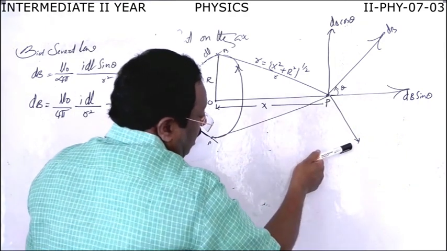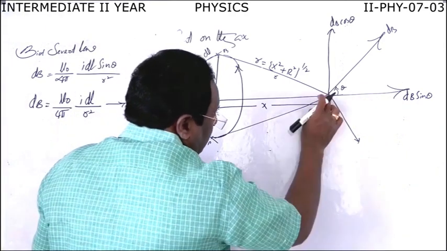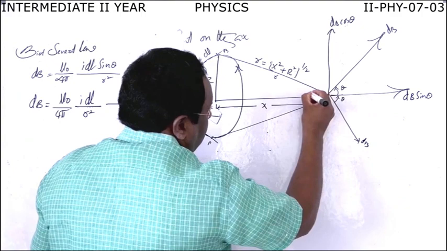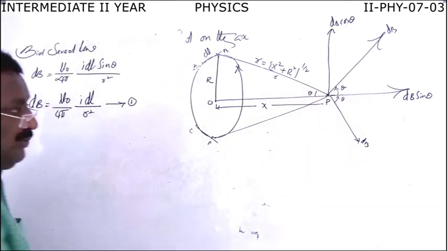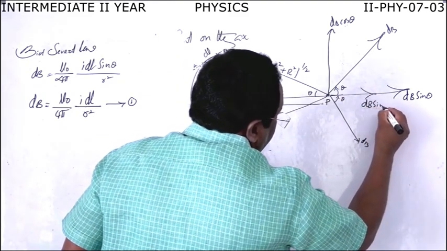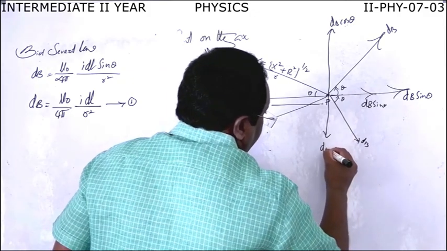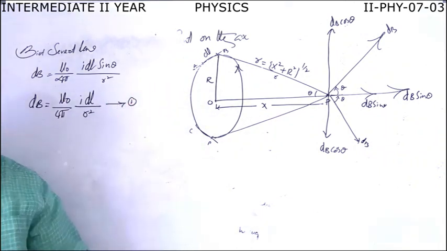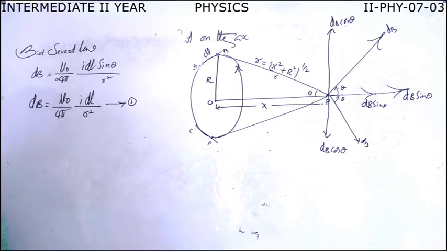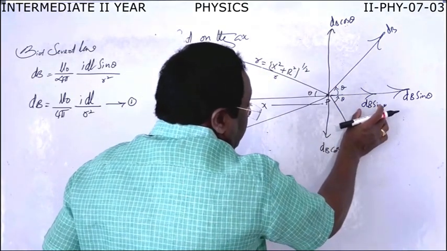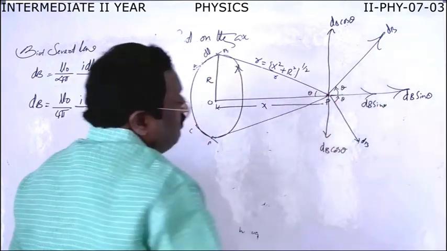But here the direction of the magnetic field is exactly perpendicular to this position vector. But it is also making some angle with the horizontal. Now it is also resolved into two components. Horizontal component dB sin theta, vertical component dB cos theta. Now what will happen? Those two vertical components are equal in magnitude and opposite in direction. Hence both cancel each other. Only the horizontal component of the magnetic field produces a resultant magnetic field.